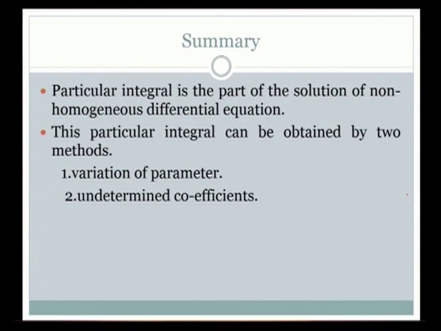Then the second method is undetermined coefficients. In this undetermined coefficient method, particular integral is obtained by fixing a relation from the given equation. These are all the concepts we learnt from this lecture.